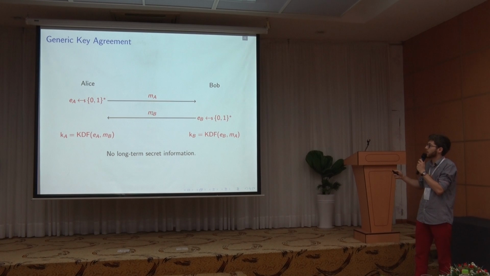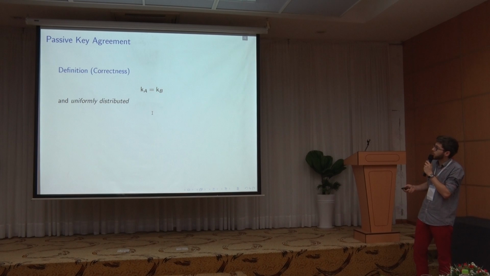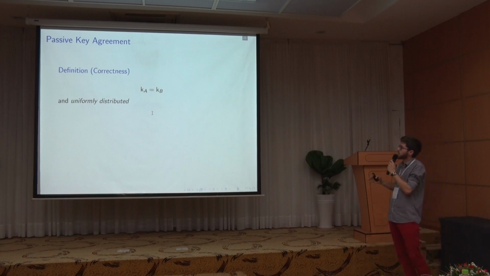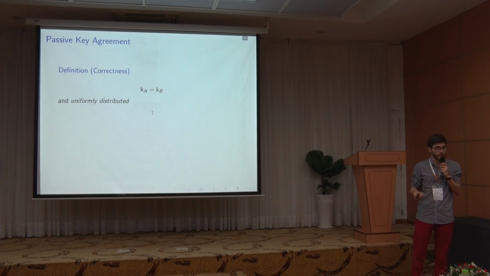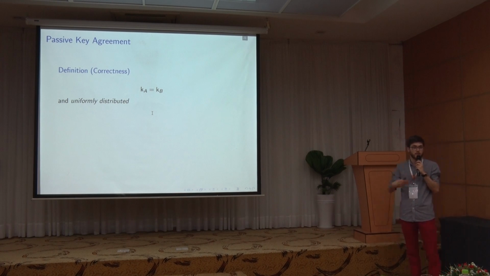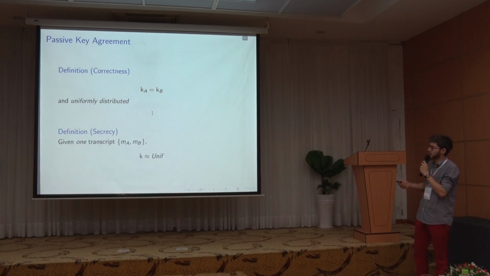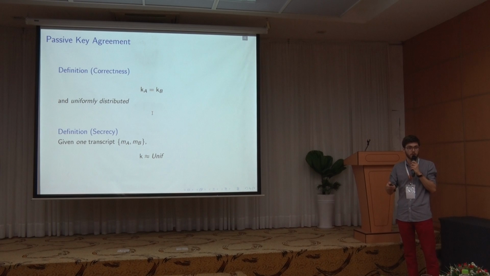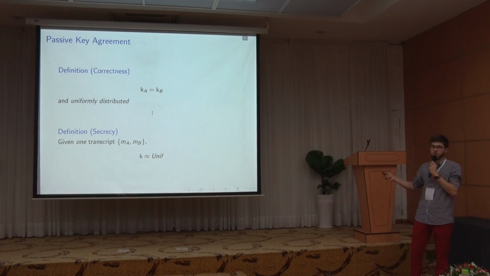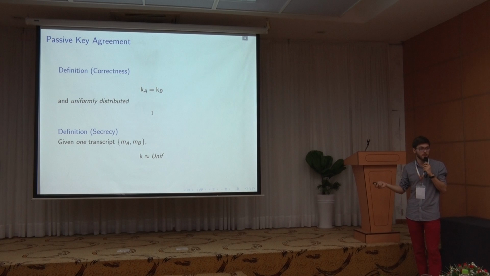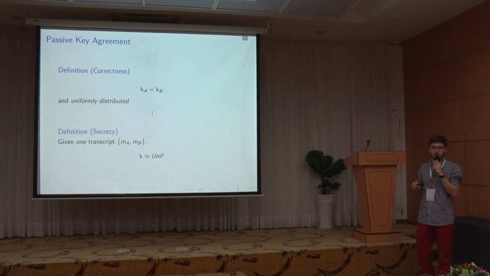Now, the very important part of this kind of protocol is that we have no long-term secret information that is used. Everything is ephemeral, everything is on the spot. And so usually the two basic properties we require are, first of all, correctness. The keys have to be the same and they have to be random every time you execute the protocol. And the second is secrecy. So if you're given one transcript, you can see the two messages. You shouldn't be able to distinguish the key from a uniformly sampled one. And this is the most basic definition that a protocol like this can satisfy.